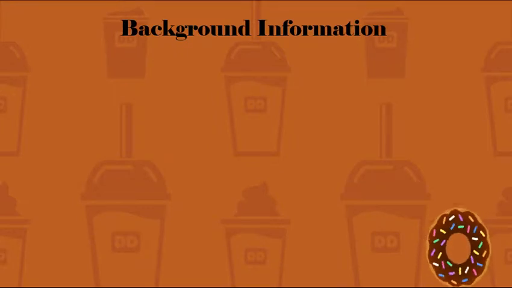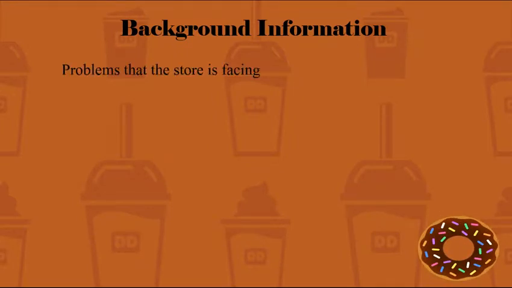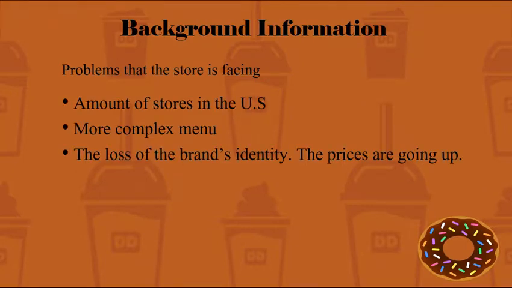Some background information. Problems that the store is facing. Dunkin' Donuts has so many stores in the United States, it is so hard to keep track of how well every store is doing. A lot of the stores are trying to add a lot more items to the menu, causing Dunkin' to lose its image because the items might not match what we already have. So that's mostly what we're going to be talking about. That's some background information about the PowerPoint.